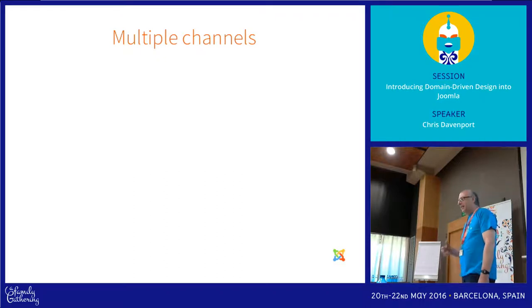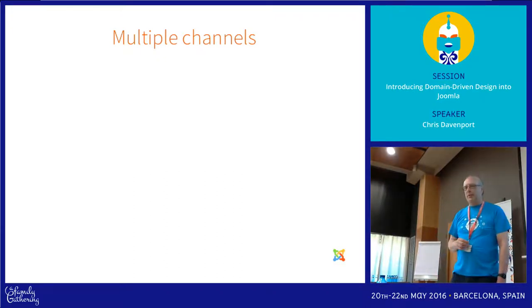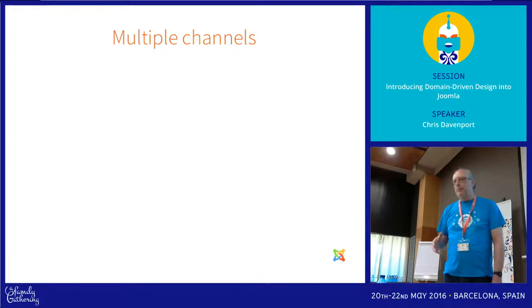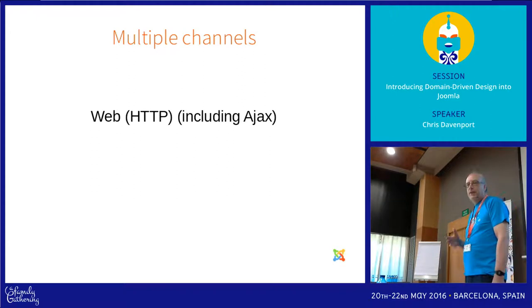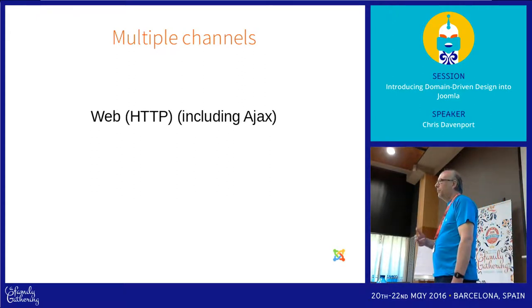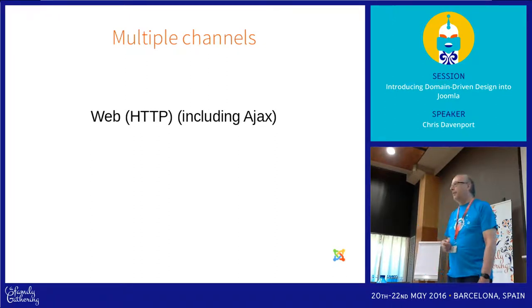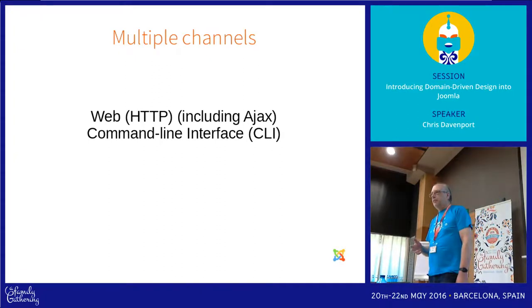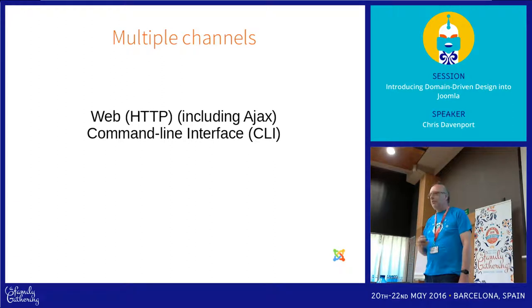So the reason we want to do it is actually to solve two quite specific problems within Joomla. The first is dealing with multiple channels. And by channels, I mean the different ways in which Joomla applications can be run, different ways in which you talk to Joomla applications. We're all familiar, of course, with using Joomla over the web. But increasingly, we're getting called more and more nowadays to write CLI applications.